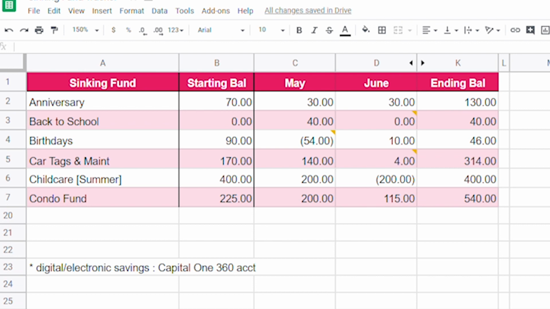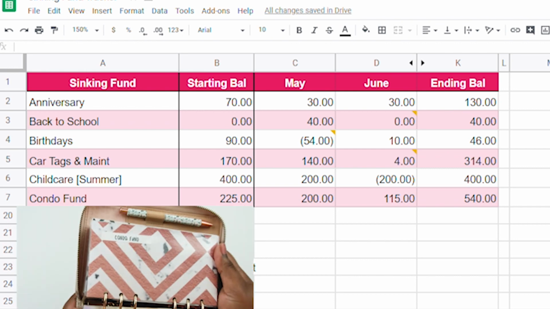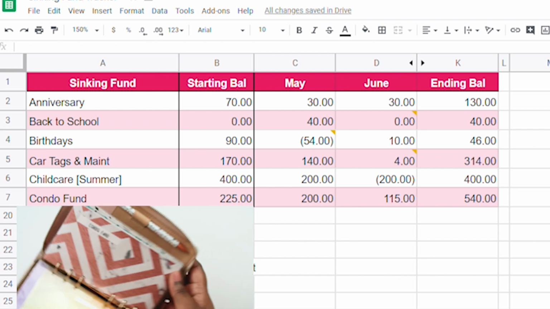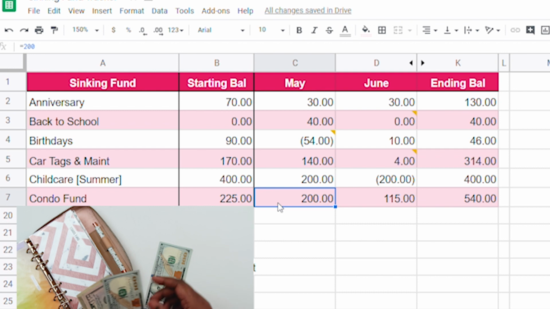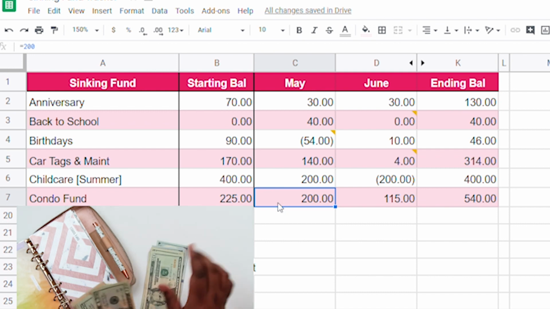All right, condo fund. Now this is something that is slowly but surely growing. It's not for one particular thing for my condo or house or wherever I move to. It's just kind of like a general moving, household, furnish, whatever fund. So we had $225 here. In May I put in $200 total. Oh, that was from the tax refund.